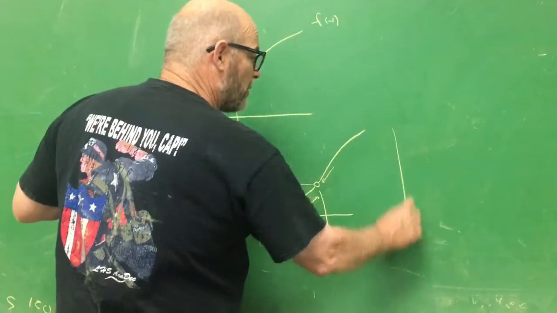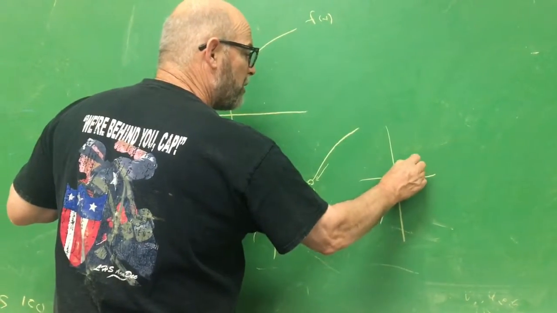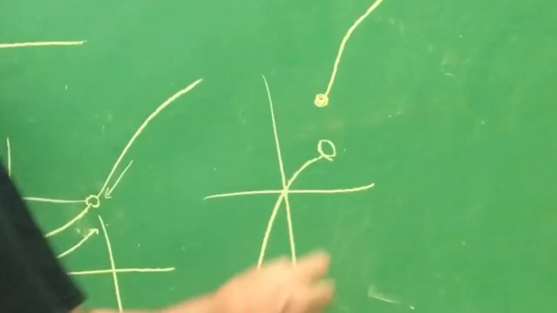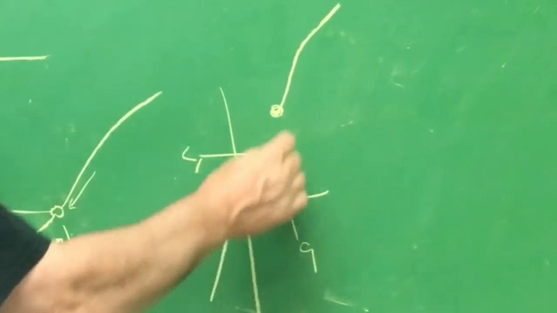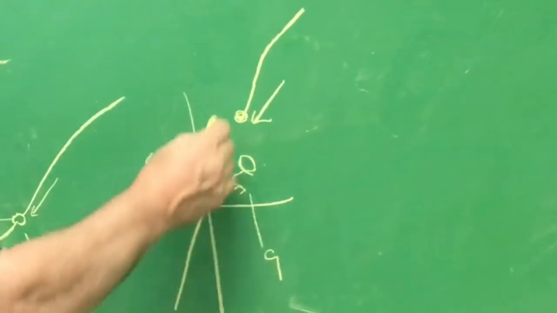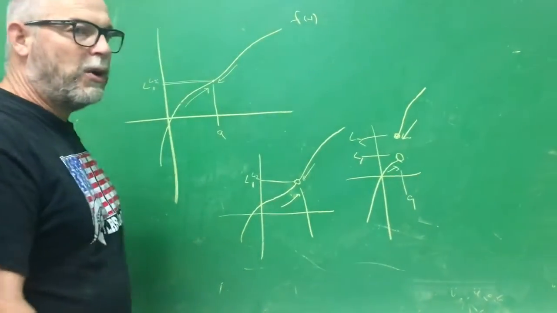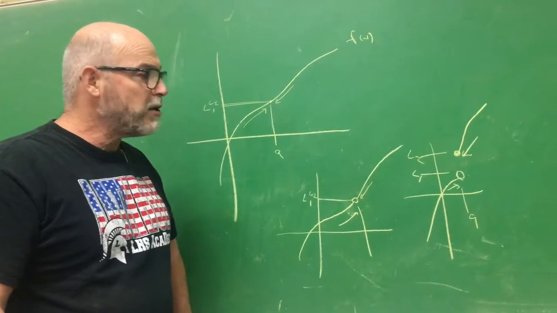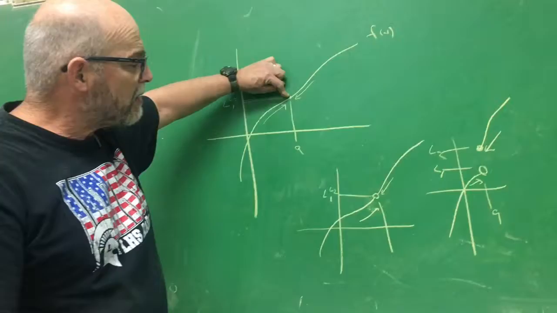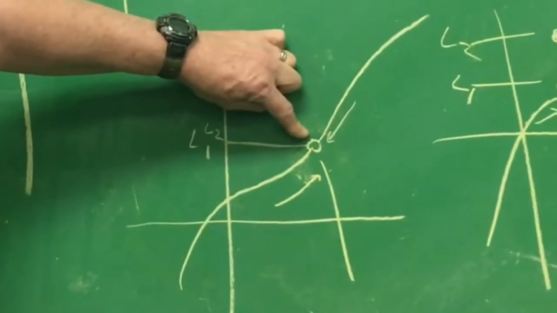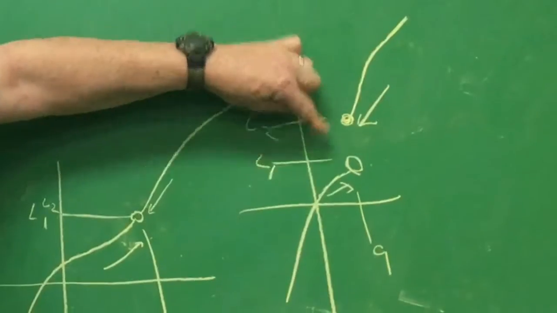So what if they don't equal each other? For example, this guy right there. As I sneak up to a from the left, I get an L1. If I sneak up to a from the right, I get an L2. But L1 does not equal L2, so the limit does not exist. If the limit never approaches anything, the limit does not exist. So the limit can exist if the point exists, the limit could exist if the point doesn't exist, and it's possible that the limit does not exist at all.